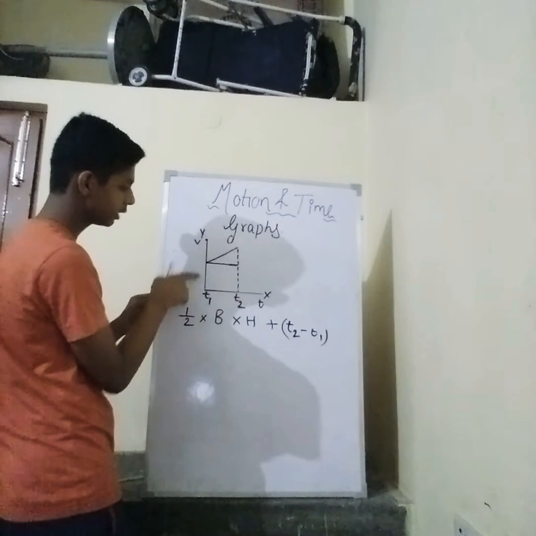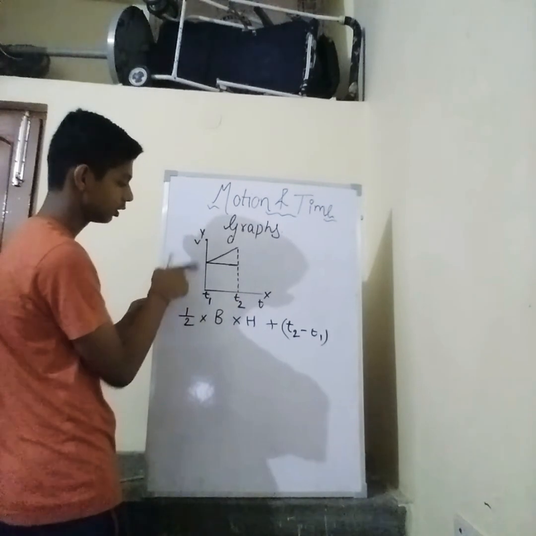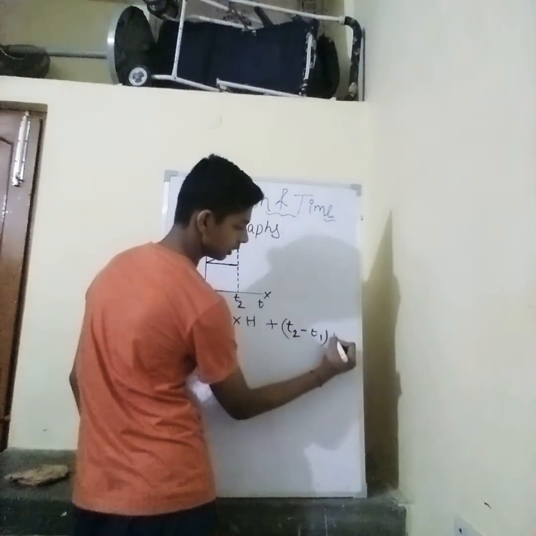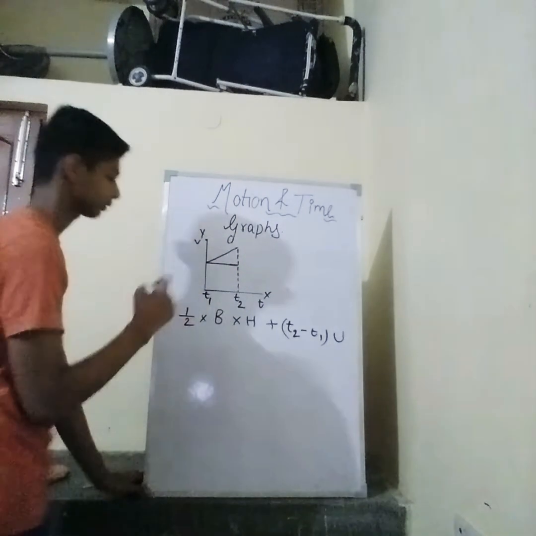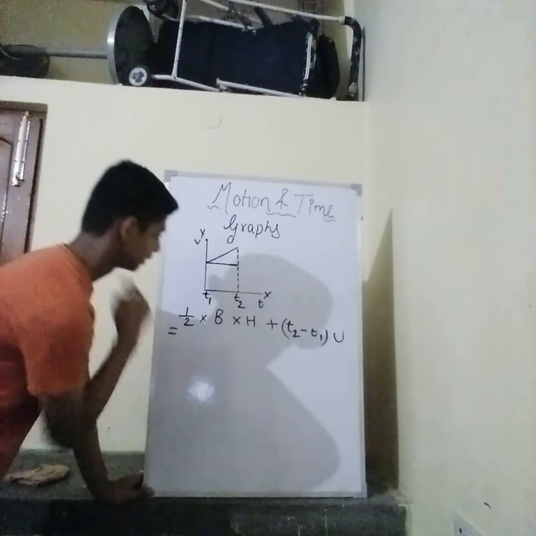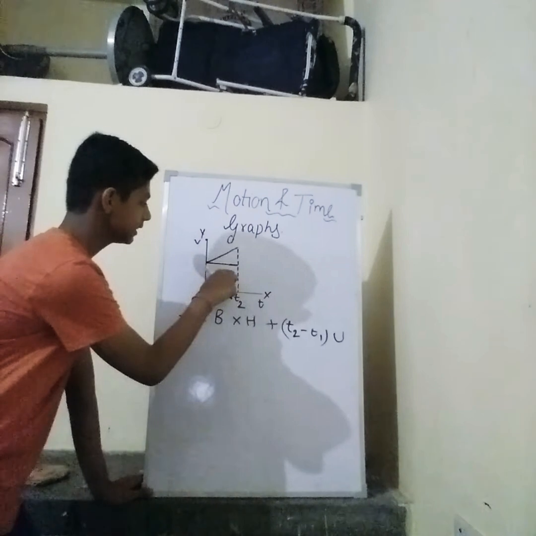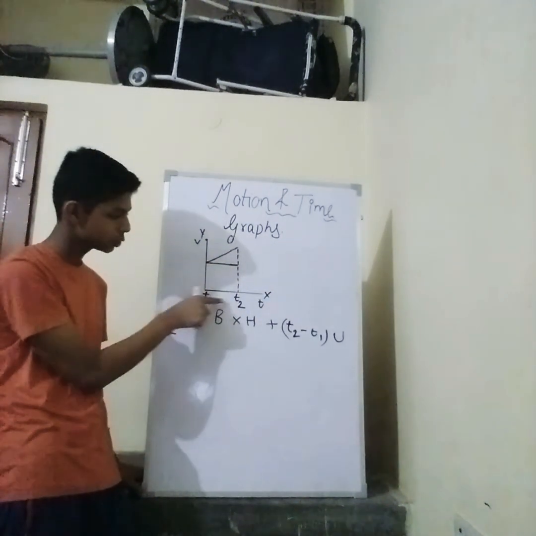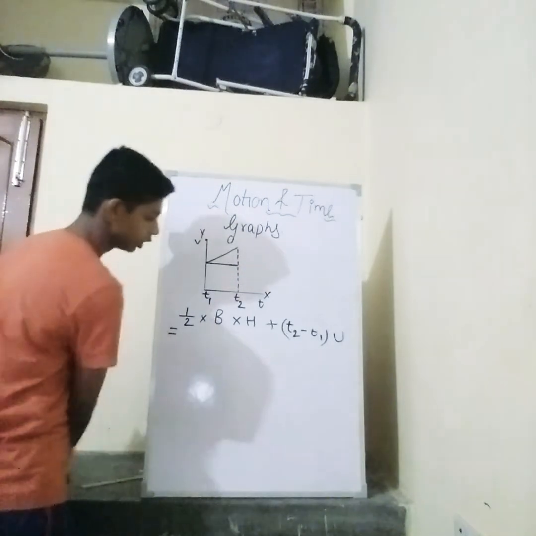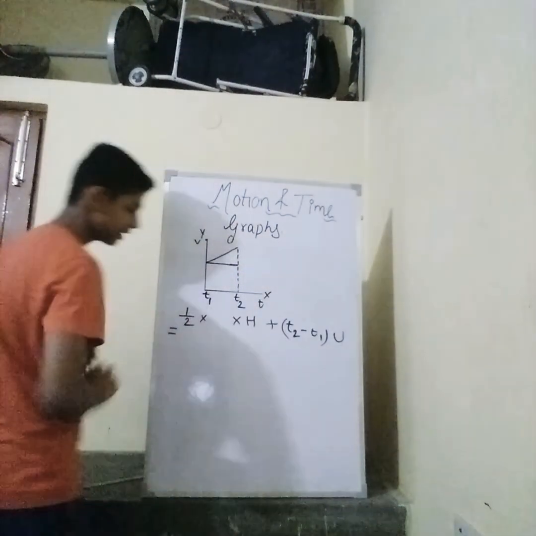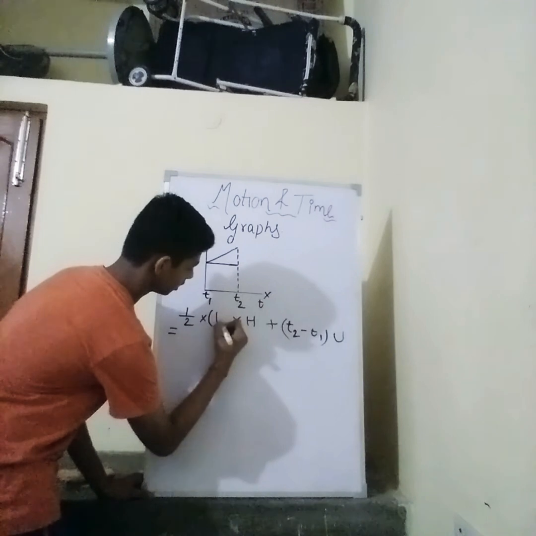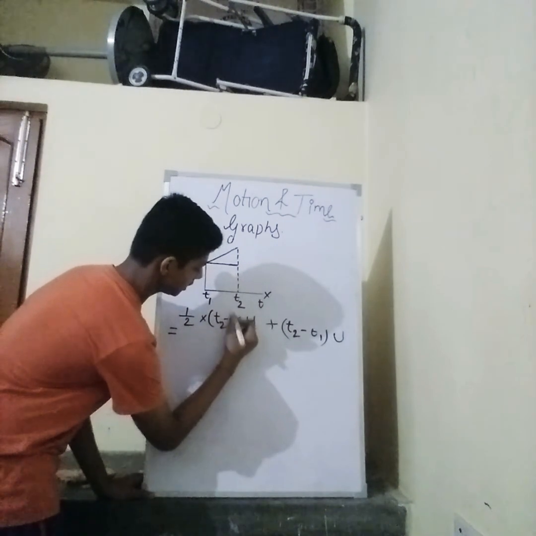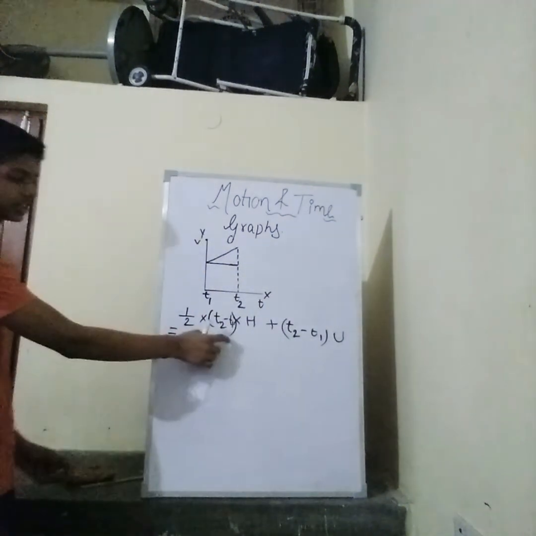this is the whole value of U, like U. Then the base is T2 minus T1. Here see that this base is T2 minus T1. So we can write here, and we will write here T2 minus T1. Okay, T2 minus T1.